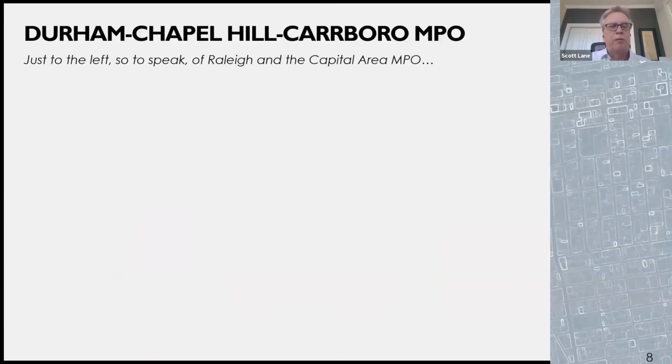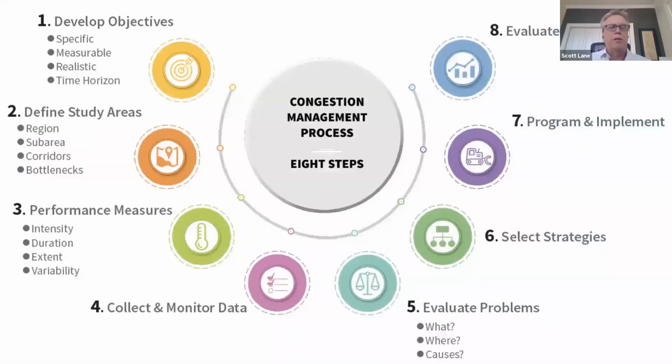Durham Chapel Hill Carrboro MPO, another MPO I should have thanked. Congestion management processes and documentation are an important deal for metropolitan planning organizations, especially those over 200,000. There's usually an 8-step process, and this is a very data-driven process, one where we want to go back and check historic data in the same way that you do the current data. And of course, if you use StreetLight, you can do that.